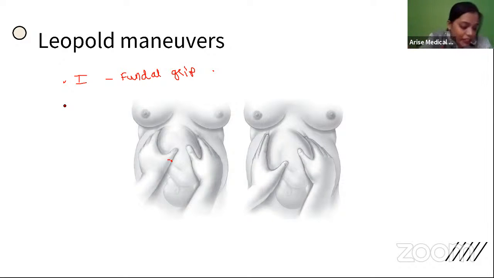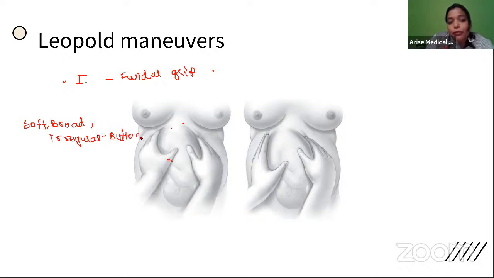INI CET gave this as a question, guys, and I feel it is a potential question they can give you as an image. So this is a fundal grip. Here with the palmar aspect, you're trying to palpate the fundus. If you feel a soft, broad, irregular structure, that means you are feeling the buttocks.